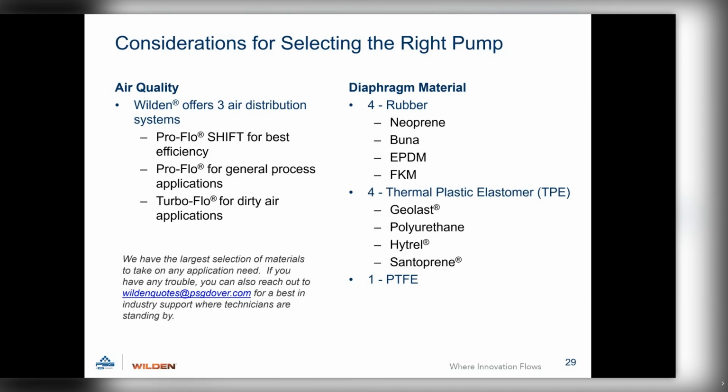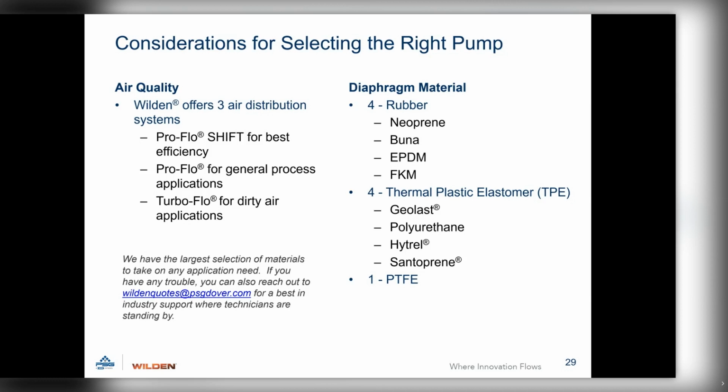For the rubbers, our entry level is neoprene, and then we jump into Buna. EPDM is going to be for higher temperature applications, and FKM is going to be our most expensive and least flex life because of the carbon that's in that diaphragm. But it does go to the highest temperature rating at 350 degrees Fahrenheit.